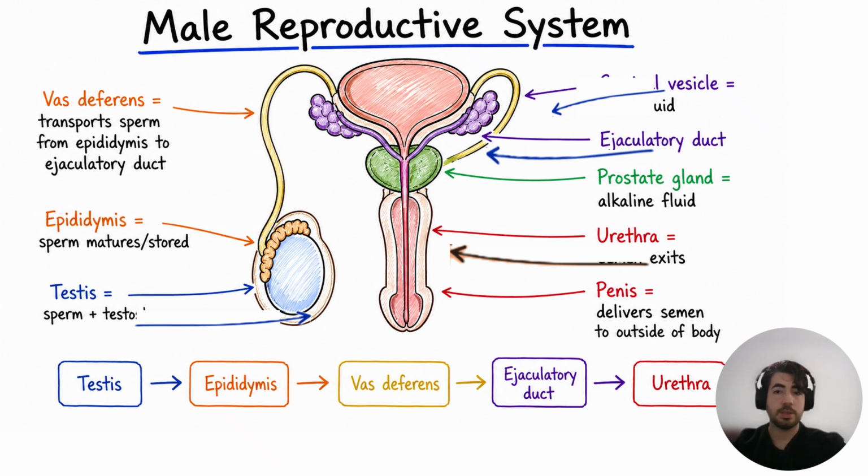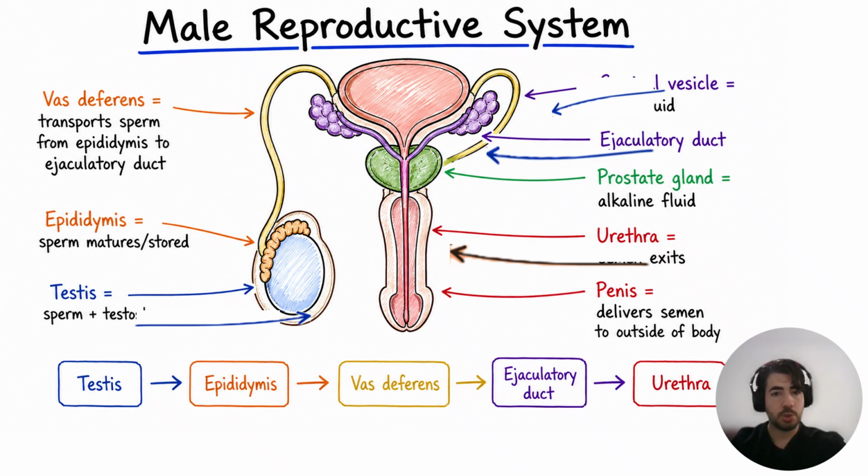The vas deferens is like the tube that transports sperm upwards towards the ejaculatory duct. So the seminal vesicles will be adding fluid to the sperm. These fluids make the semen. Okay, semen is the sperm plus the fluid.